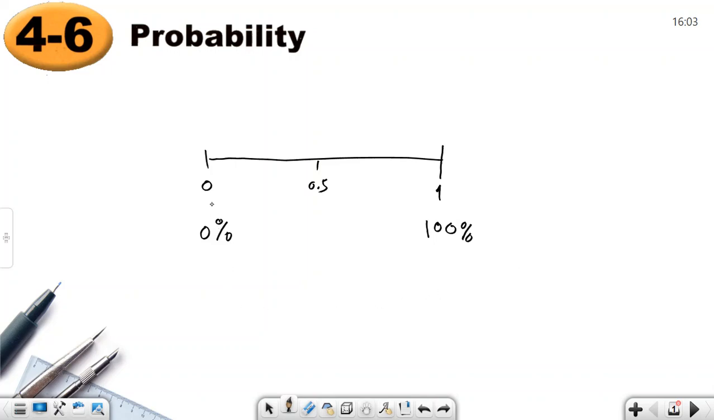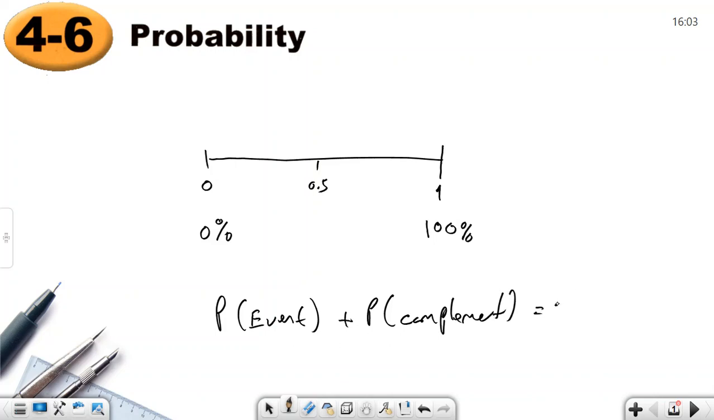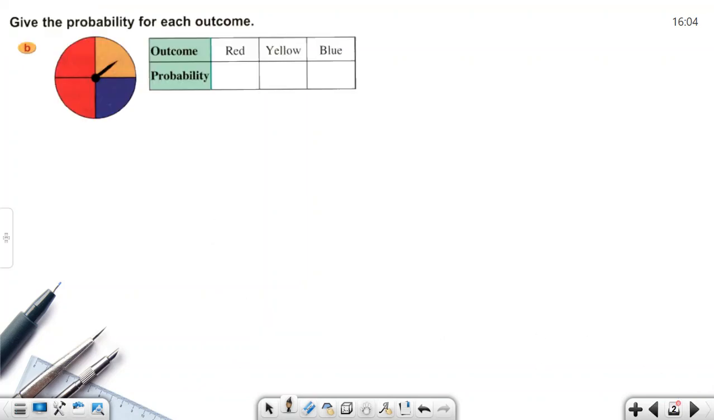So an event will either happen or not happen. We can say the probability of some event happening, plus the probability of it not happening, the complement, together is going to be 1. That's 100%, because it will either happen or not happen. So happen or not happen, the total is always 1. Give the probability for each outcome.